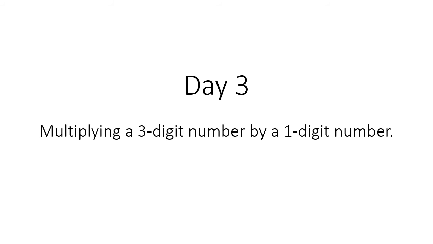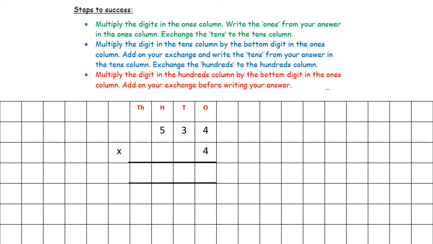Okay, moving on to day 3, and today we're going to be multiplying a 3-digit number by a 1-digit number each time, so it gets a bit trickier. Let's go through some examples together. 534 times 4. So first, in our steps to success, we need to multiply the digits in the ones column. So 4 times 4 is 16. We need to write the ones from the answer in the ones column and exchange the tens to the tens column. So you write it like this, okay?